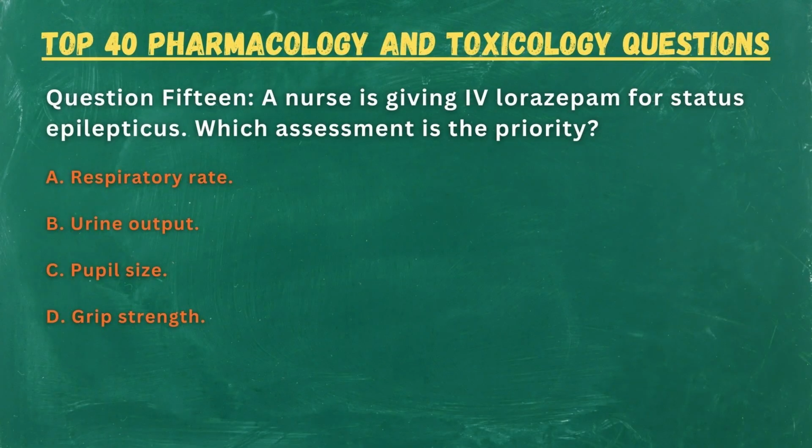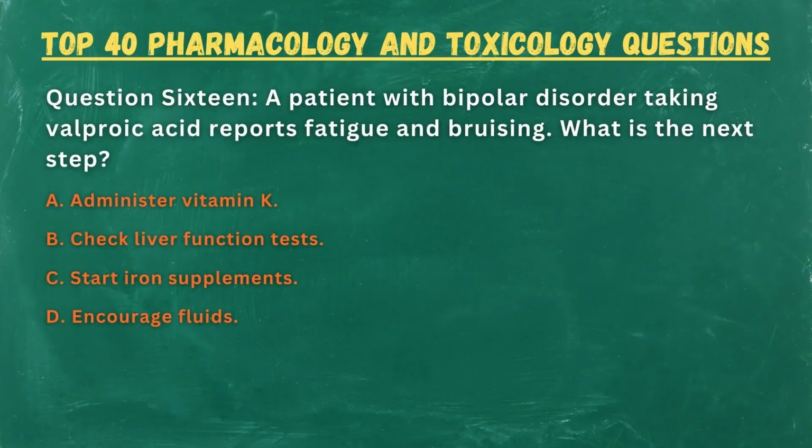Question 15. A nurse is giving IV lorazepam for status epilepticus. Which assessment is the priority? A. Respiratory rate. B. Urine output. C. Pupil size. D. Grip strength. Answer: A. Respiratory rate.